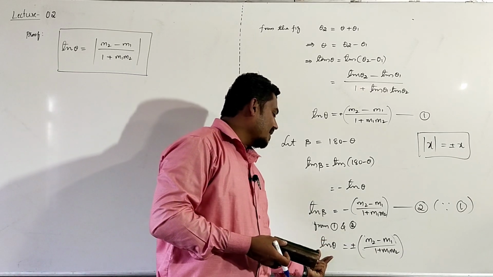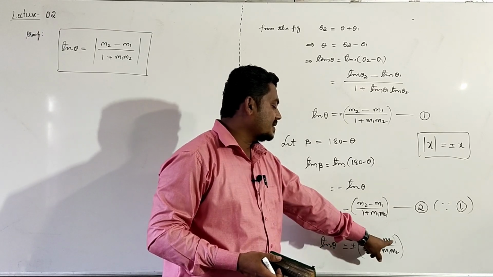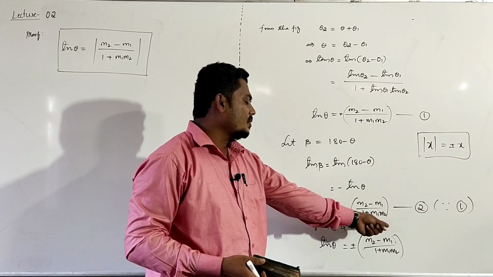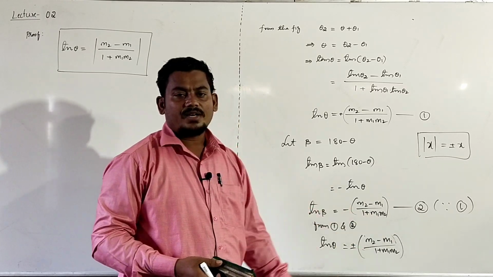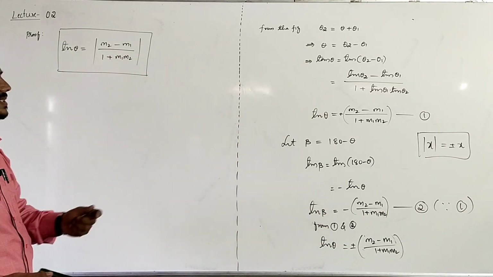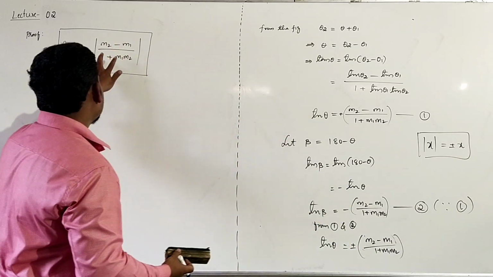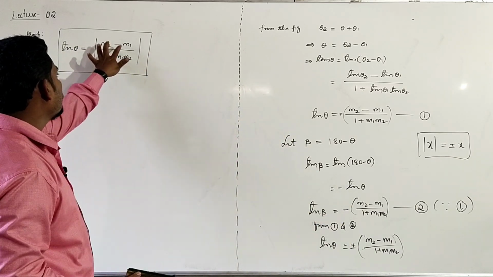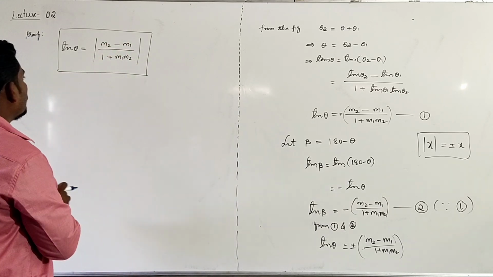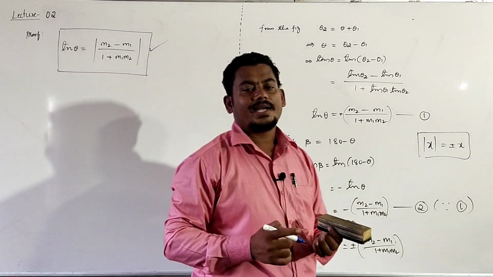I refer to tan theta. Tan theta is equal to plus or minus m2 minus m1 divided by 1 plus m1 into m2. Instead of this, we can write the modulus sign. Both are one and the same. Instead of this plus or minus sign, just write the modulus sign. Tan theta is equal to modulus of m2 minus m1 divided by 1 plus m1 into m2. This is the formula for finding the angle between two straight lines.